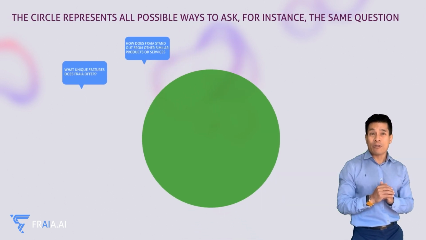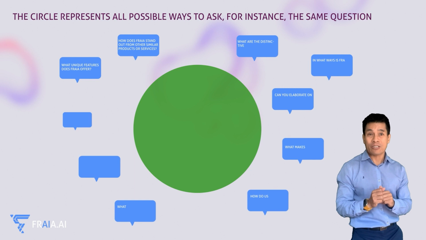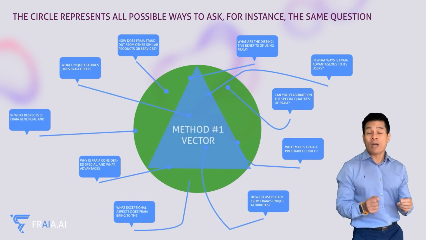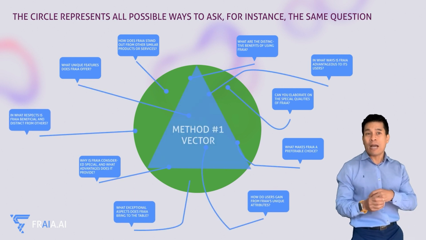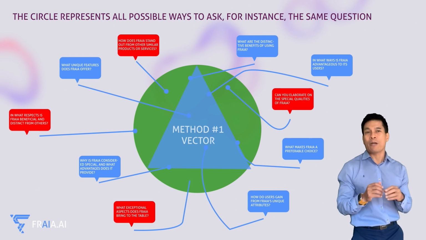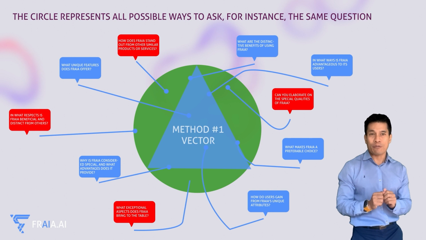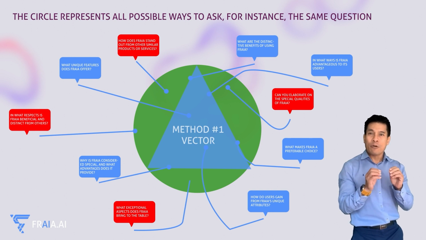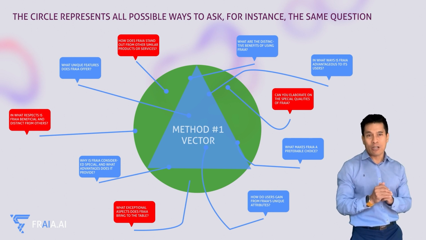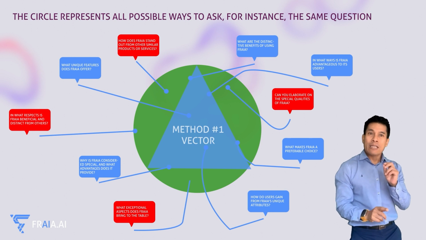Now, let's look at the first method, using a vector database. Picture this as a triangle. The problem is, a triangle can't cover the entire circle perfectly. It might cover a significant part, but there will always be areas of the circle left exposed. This represents the gaps in response coverage when relying solely on a vector database.